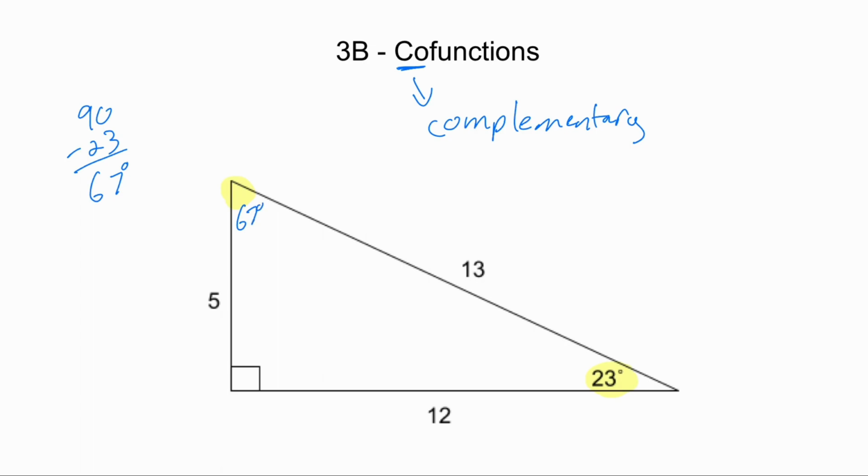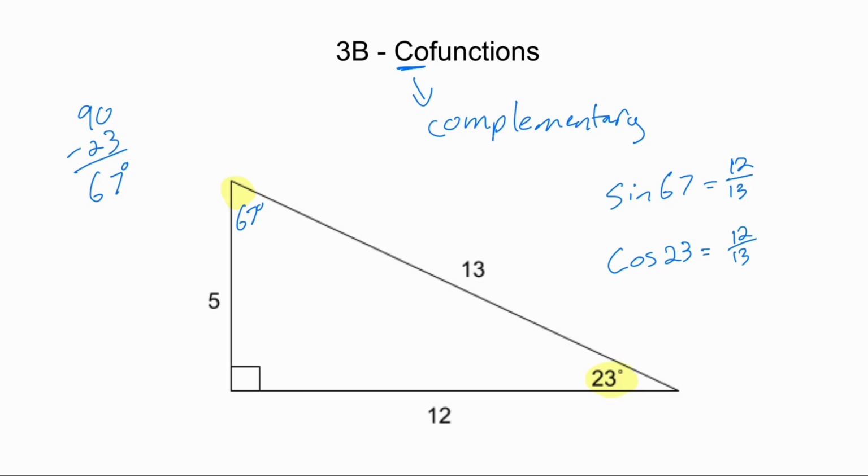If I look at the sine of the 67-degree angle, the 12 is our opposite side, over 13. Now, if I look at the cosine of the 23-degree angle, that's our adjacent over our hypotenuse. So for the 23-degree angle, the 12 is now the adjacent, and 13 is still our hypotenuse. We actually get the same answer, and that's not by coincidence.